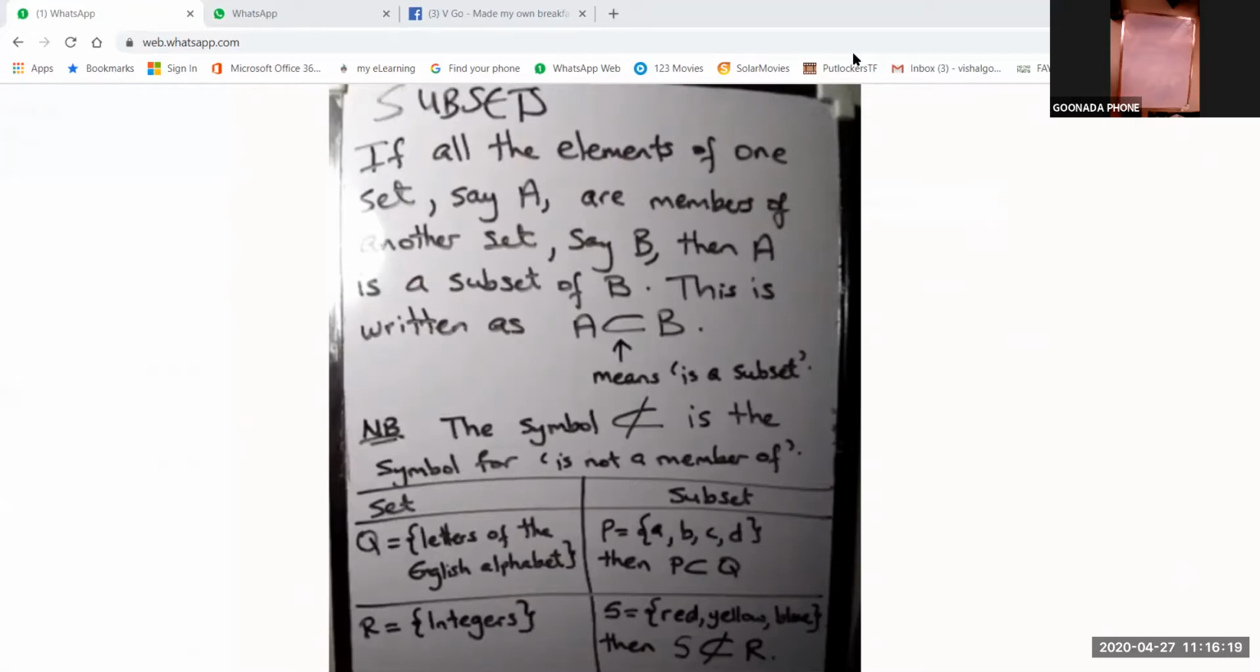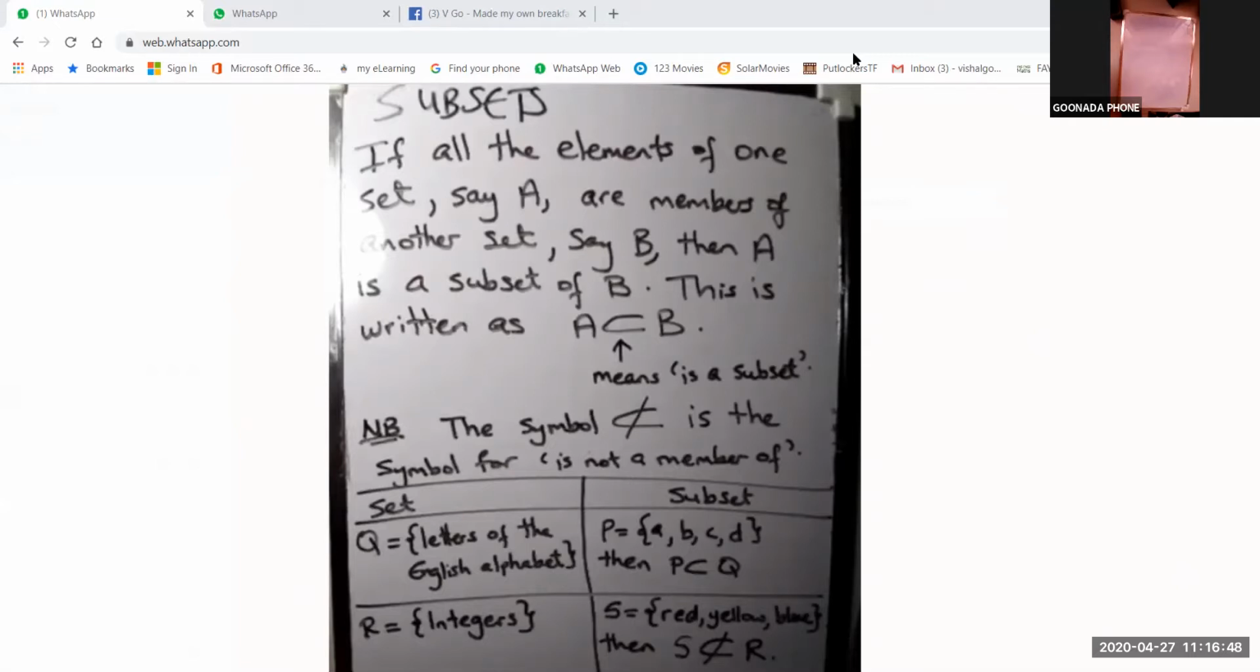If Q is equal to the letters of the English alphabet and P is equal to A, B, C, and D, we can see here that all of the elements of P are inside of Q. Because if Q is A, B, C, D, E, F, G, H, I, J, K, L, M, N, O, P, Q, R, S, T, U, V, W, X, Y, and Z, and P consists of A, B, C, D, all of the elements of P are inside of Q. So that means that P is a subset of Q. And that's how we write the symbol for it.